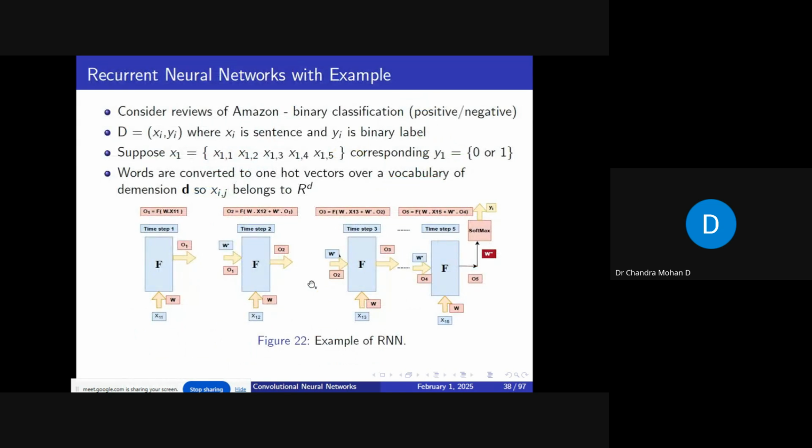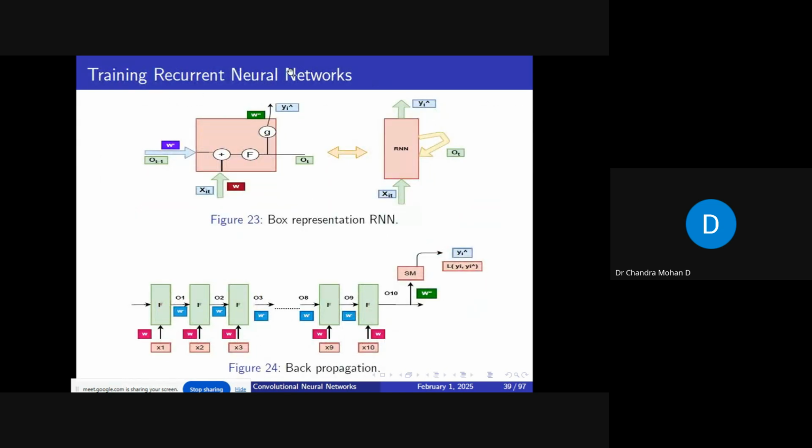In backpropagation, how can we represent the recurrent neural network? Two ways we can represent it. Here the input takes the previous output, concatenation is performed, some function is applied, and it generates some output. That is the box representation. Now, what is backpropagation? Once we predict this value, we compare the predicted value with the actual value for each sentence.